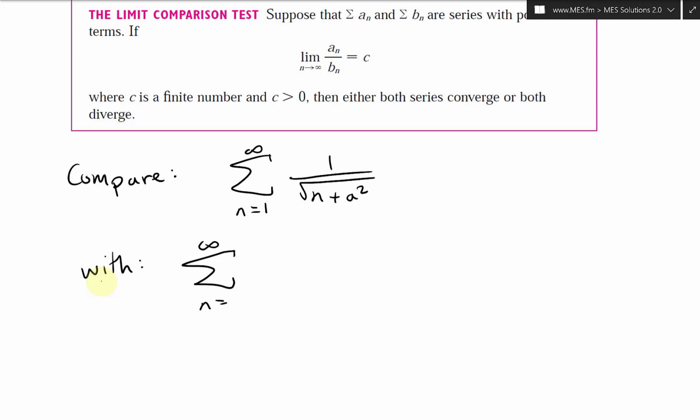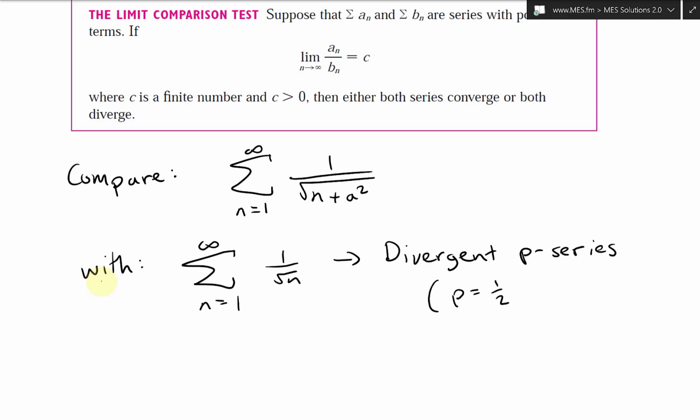Summation n equals 1 of 1 over square root n. And this is a divergent series. This diverges. Yeah, this is a divergent p series. Remember, the harmonic series is where p is equal to 1. And this is the divergent p series, in other words, p is equal to 1/2, and this is less than or equal to 1. And if it's less than or equal to 1, then it's going to be divergent.